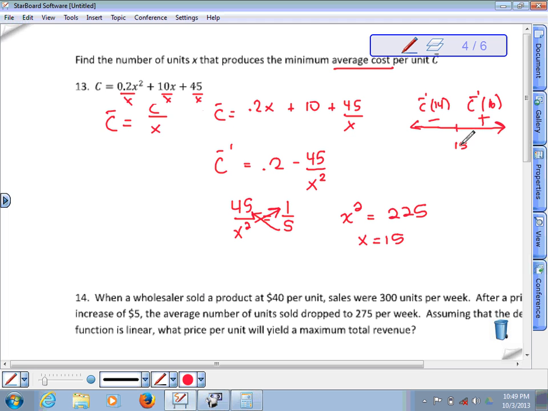Okay. And the question was asking, find the number of units x that produces the minimum average cost. It wasn't asking for the actual average cost. So x equals 15 is the answer.